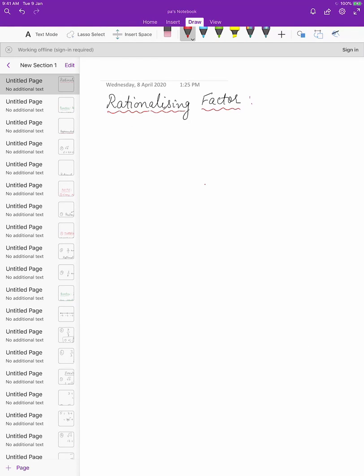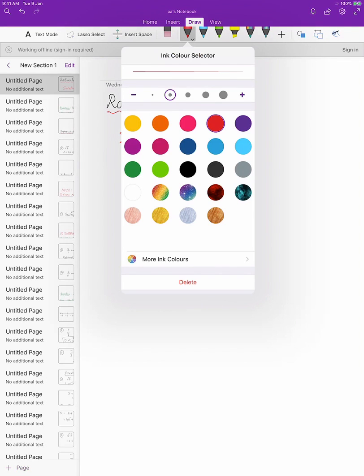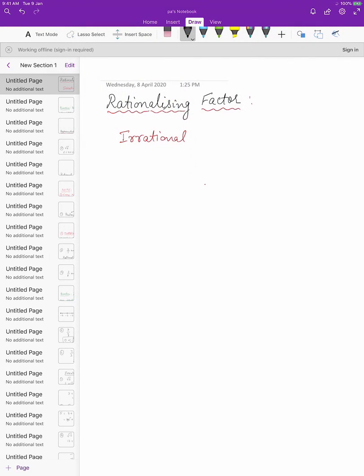Okay children, after completing the operations on irrational numbers, let us start with rationalizing factor. What is the meaning of rationalizing factor? We can find out the rationalizing factor for irrational numbers only. Rationalizing factor means that number which can make the given irrational number a rational number. That is known as a rationalizing factor.